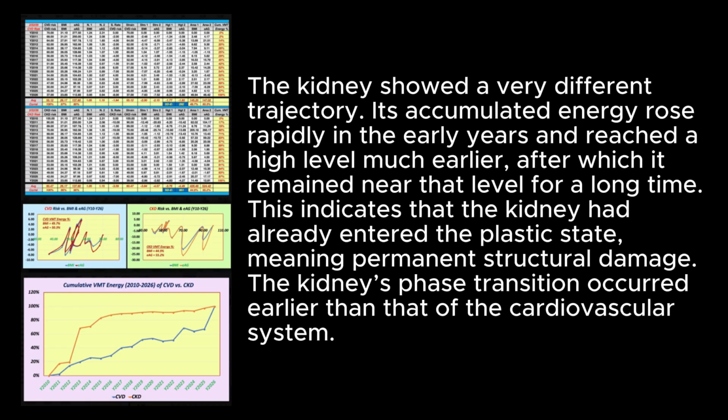The kidney showed a very different trajectory. Its accumulated energy rose rapidly in the early years and reached a high level much earlier, after which it remained near that level for a long time. This indicates that the kidney had already entered the plastic state, meaning permanent structural damage. The kidney's phase transition occurred earlier than that of the cardiovascular system.